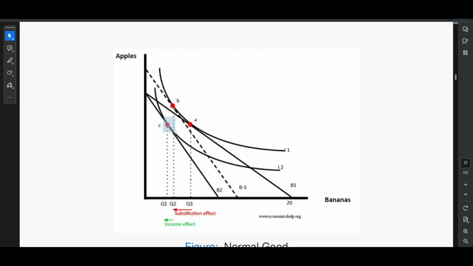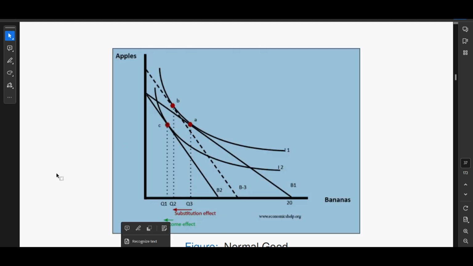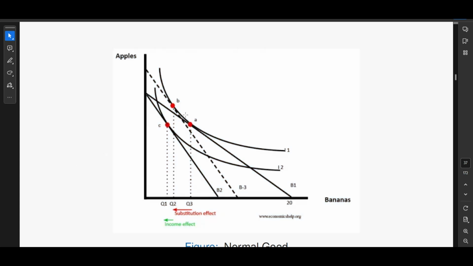So what we see is that clearly the consumption of banana has fallen, right? It has gone from Q3 to Q1, so there's a significant drop in the consumption of banana. But this person also has less income, so they can no longer buy the amount of product they were able to buy.